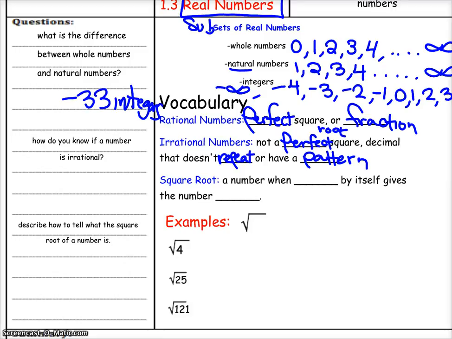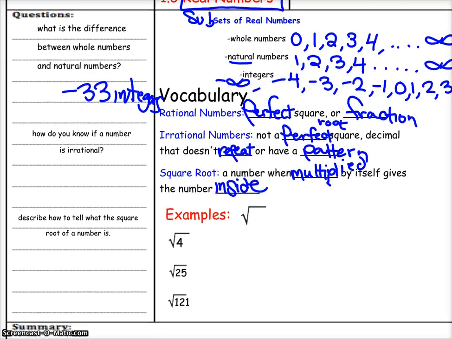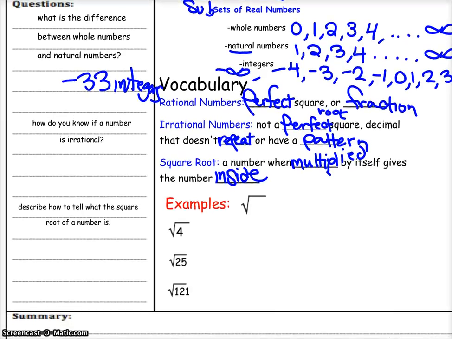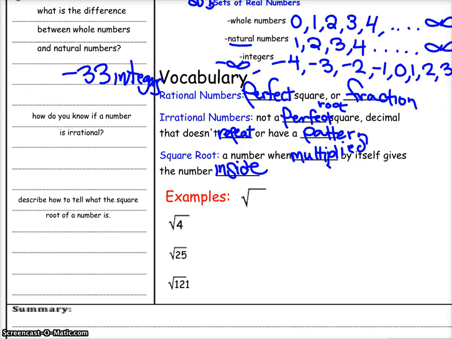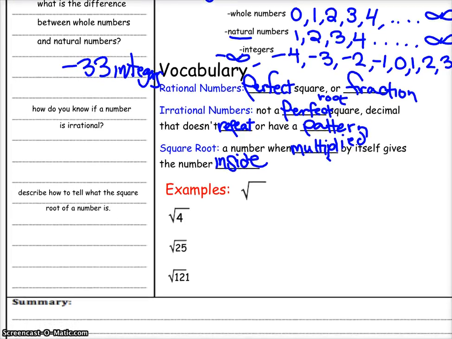And a square root. What the heck is a square root? It's a number when multiplied by itself gives you the number inside. That's a lot of defining there. That's the boring part. We just need to apply it. Once we start applying it, it's not bad.